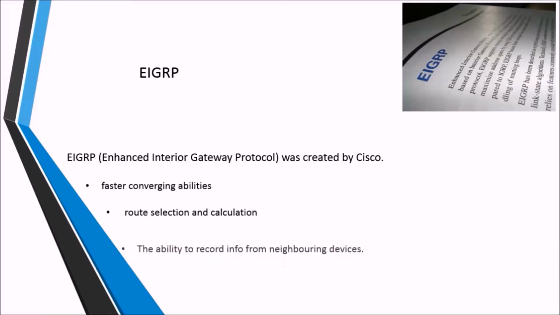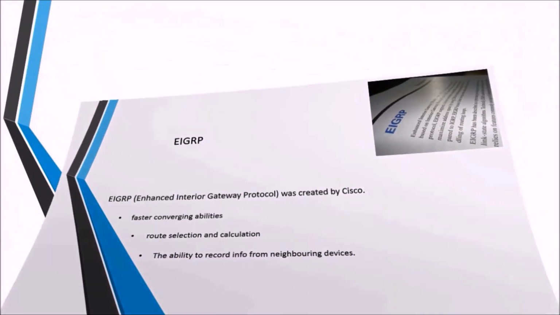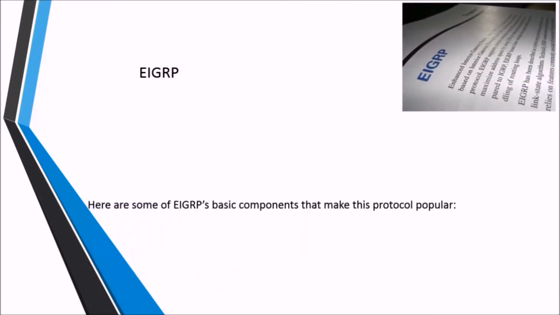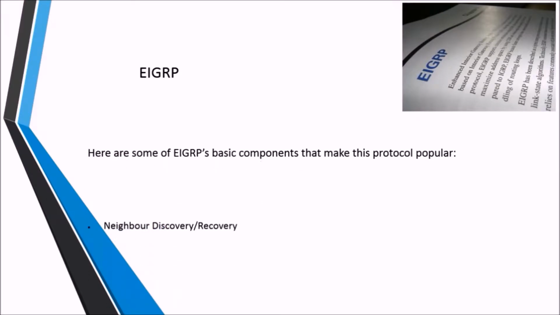Cisco introduced EIGRP because it needed a protocol with faster convergence, route selection and calculation, and the ability to record information from neighbouring devices. To put it simply, Cisco wanted a specific protocol that was better than anything that was available at the time, and this was the result. But why did they believe it to be better than anything else around? Well, here are some examples that might answer that question.